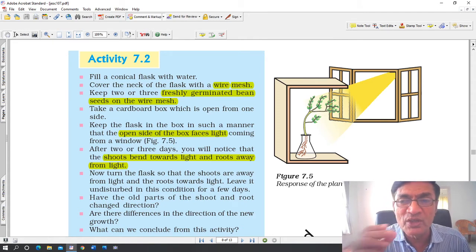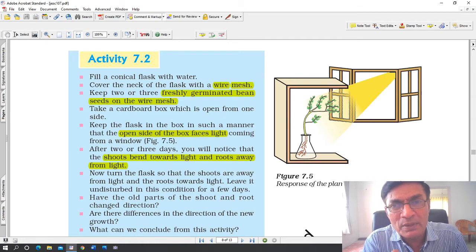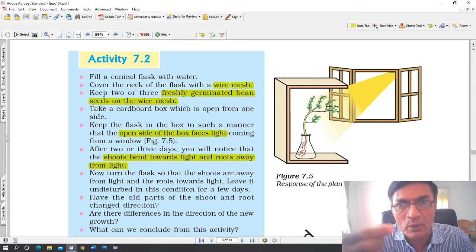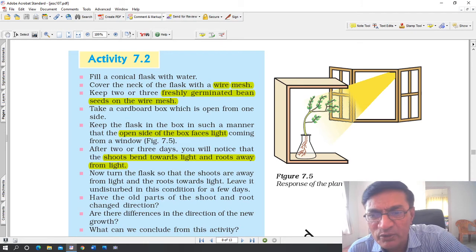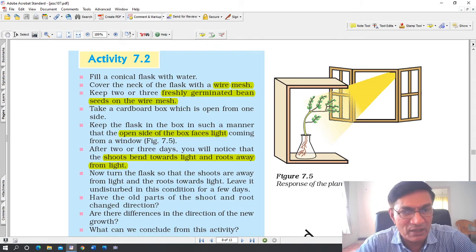On top of it, 2-3 germinated seeds are kept. And after some time, why germinated seeds? Because they have already developed a little bit of downward movement for the roots and upward movement for the shoots. From a germinated seed, you can see small pieces coming out. The upper part will form the shoot system, the lower part will form the root system. Now if you look at it carefully here, they have shown it after it has germinated a lot. That means after some time, a few days later, you will see the roots facing away from the light.